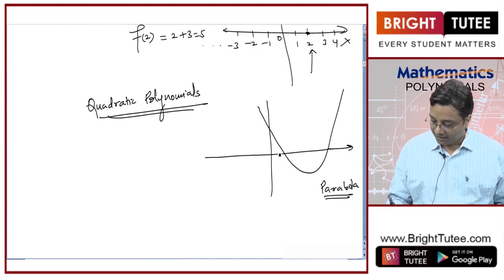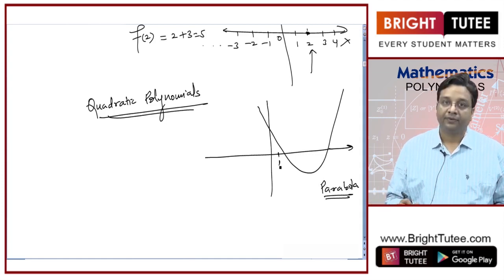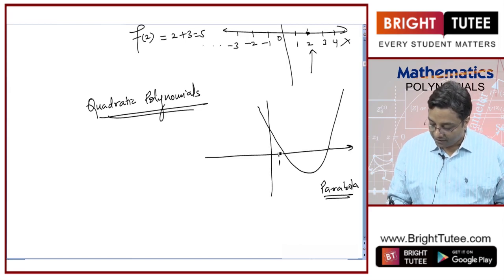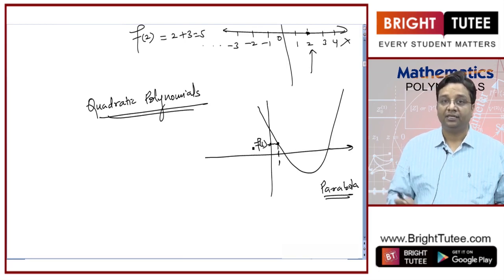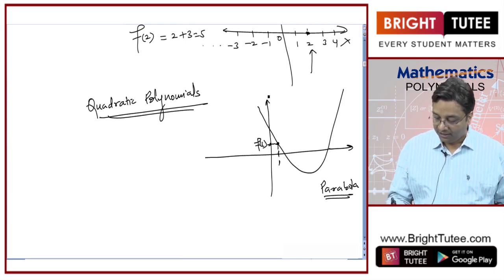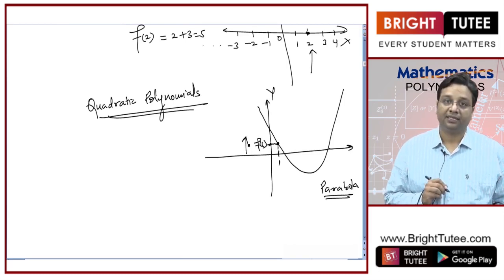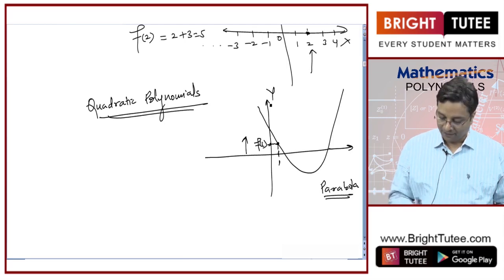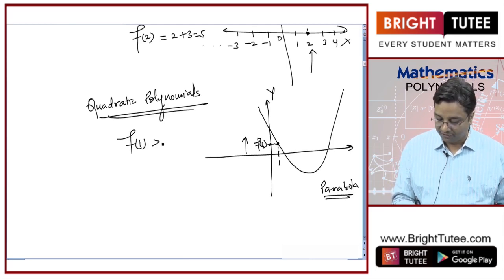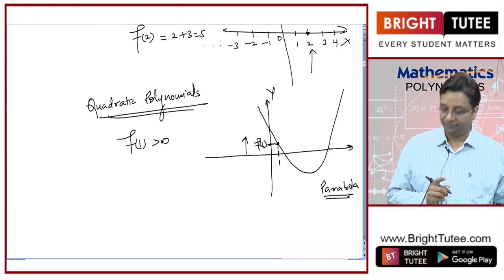So if I say, let's say this is point 1, right? What will be f of 1? I will just see the value opposite to it and go towards the y-axis. So this is my f of 1. This value is f of 1. So now if I ask you whether f of 1 is positive or negative, you will say that it is positive because it is in this direction, right? This is the positive direction of the y-axis. So f of 1 from this graph is clearly positive.